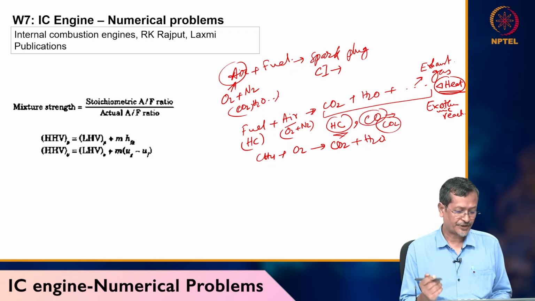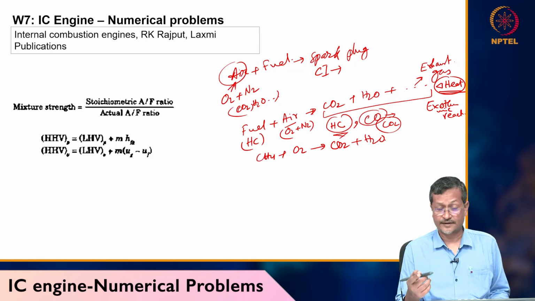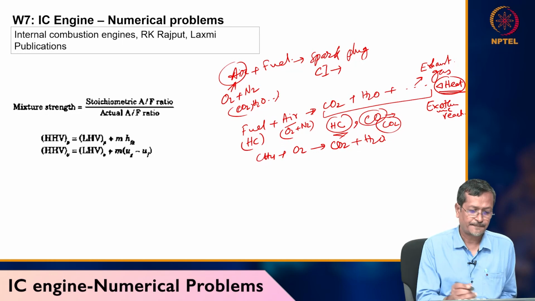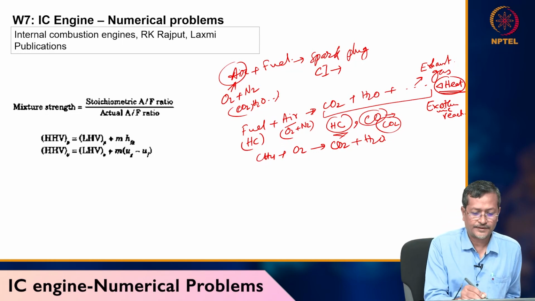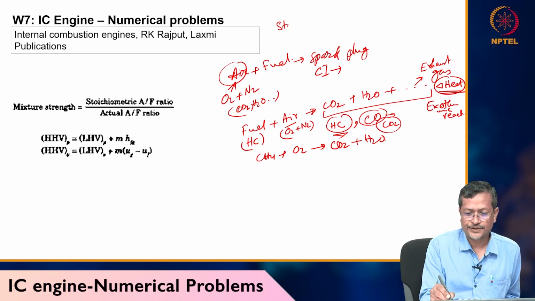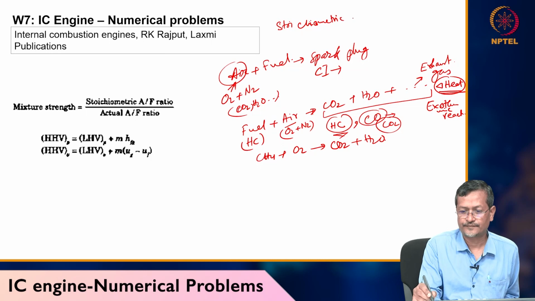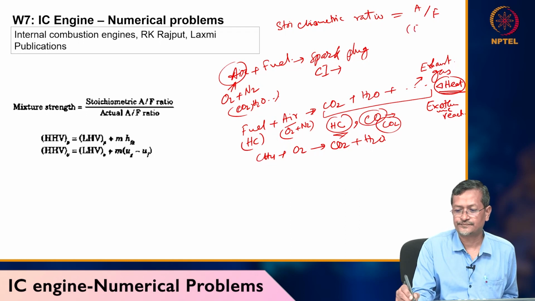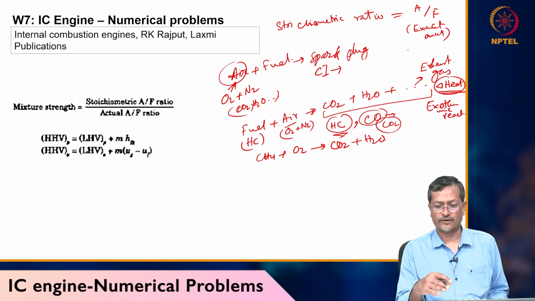The stoichiometric ratio, or chemically correct air fuel ratio, is defined as the stoichiometric air to fuel ratio. It is the exact amount of ratio; you are not giving extra air or less air.